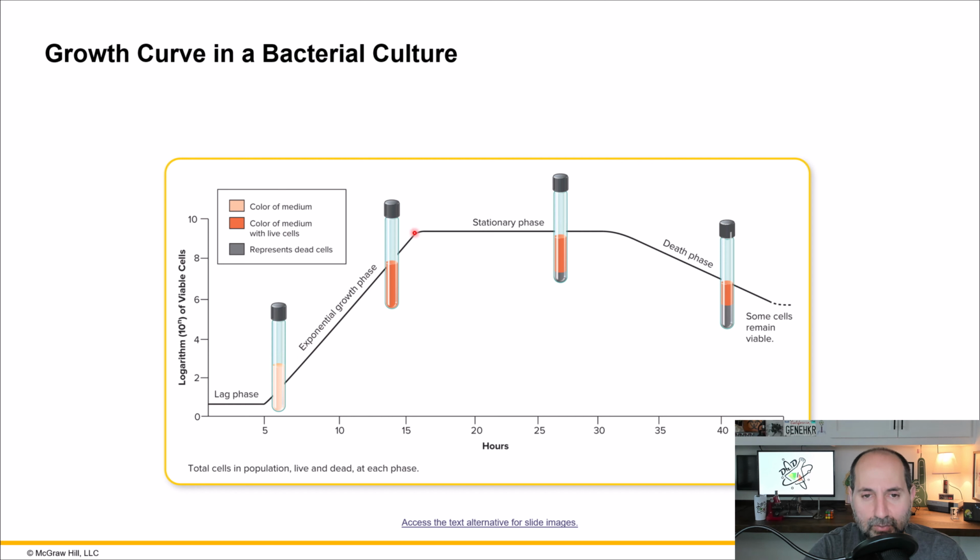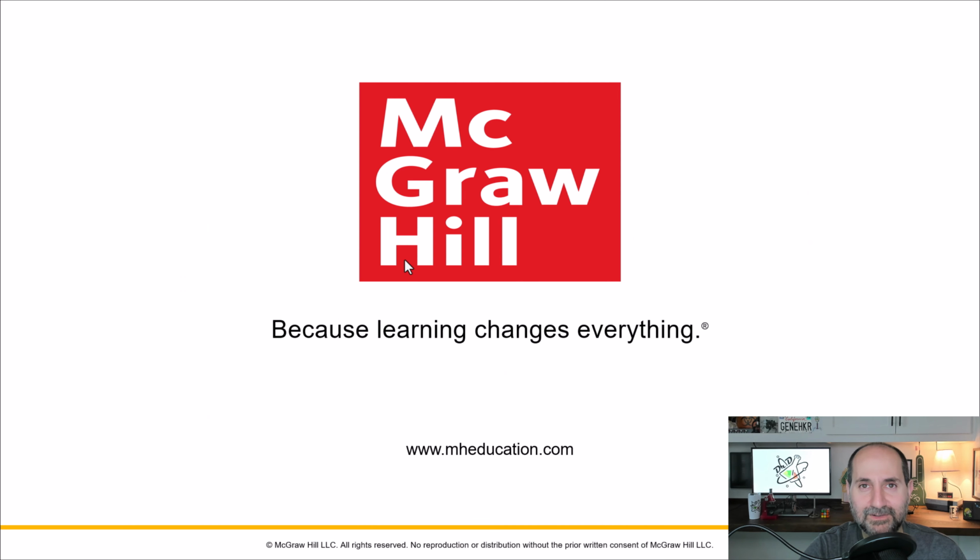And then at some point they exhaust the space and the resources and they enter a stationary phase where no bacterial growth is occurring. And then after a while there's a decline, a death phase, also known as senescence, where the microbes die off. And this is the growth pattern. This is what happens in a batch culture. All right, and that takes us to the end of chapter 9.